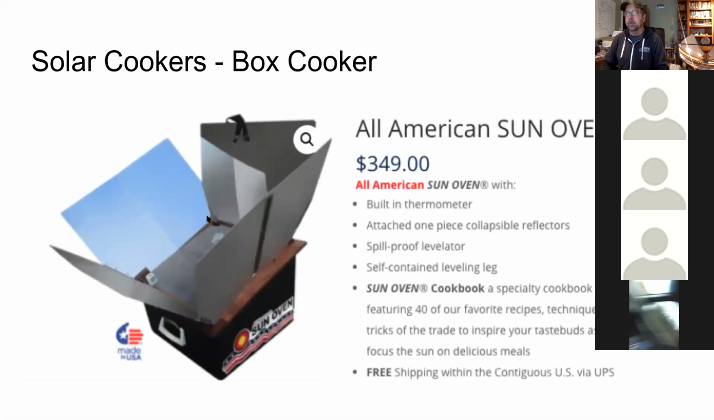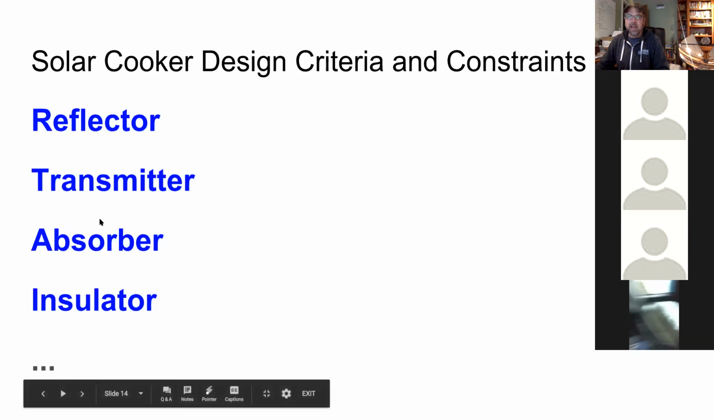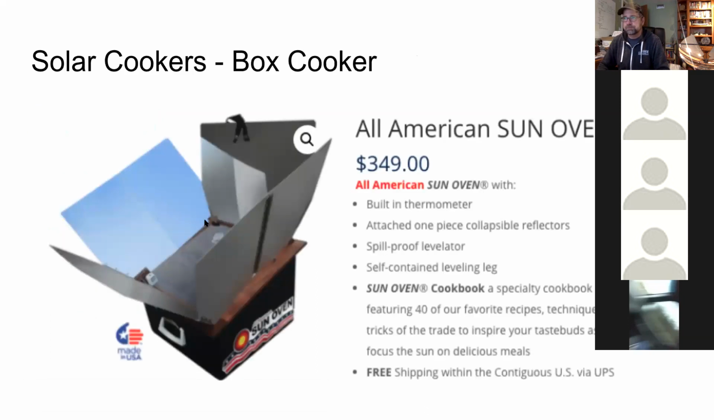Okay, so what I'm going to do is move into some of these off-the-shelf different types of ovens, and let's look at these just quickly one more time: reflector, transmitter, absorber, and insulator. We'll talk about these and look at them in the design. I think this is something you can do with your students also.